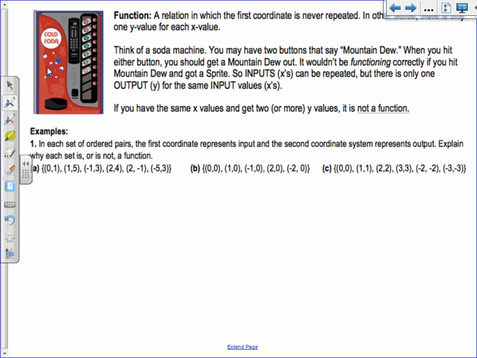So I have 0, 1, 1, 5, negative 1, 3, 2, 4, 2, negative 1, and negative 5, 3. Is this a function? No. Why? Yep, so you have 2, 4, and you have 2, negative 1, so it's not a function. You're pushing that button, the Mountain Dew button, so you're pushing a 2, and you're getting different things out. So the first time you got a 4, the second time you got a negative 1.